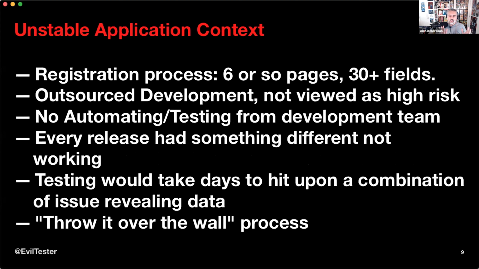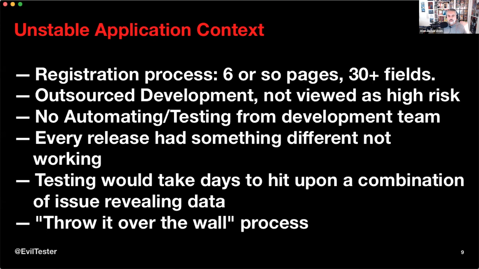Now, the first example I'm going to give you is from a project when we were testing it live. It was a registration process. It spanned across six different pages. There were 30, 40, 50 fields, can't remember. And it wasn't a complicated thing, but it had a lot of validation rules in there. But it wasn't viewed as strategic for our project, so it had been outsourced, which meant that we had no time to test it because it wasn't going to need testing because it was going to work. We didn't need to automate it because it was going to work.